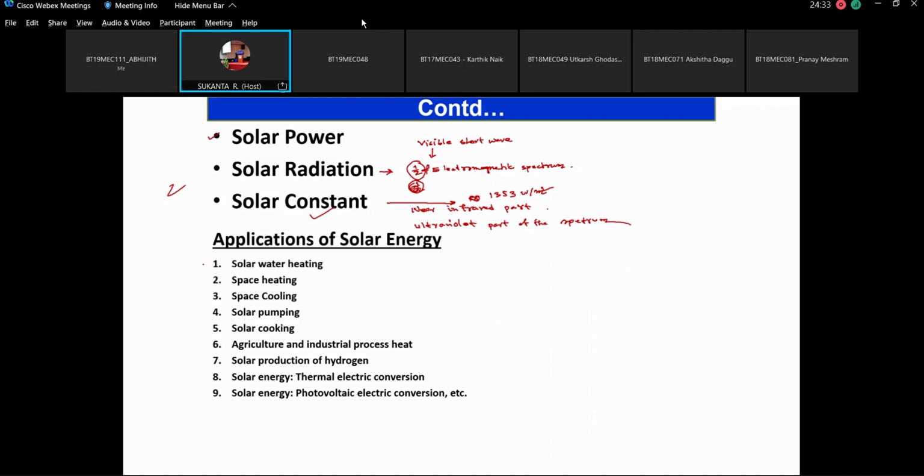The major applications of solar energy are the following: solar water heating, space heating, space cooling, solar pumping, solar cooking, agriculture and industrial process heat, solar production of hydrogen. That is the thermal energy conversion. Then another one is photovoltaic electric conversion, using photovoltaics.